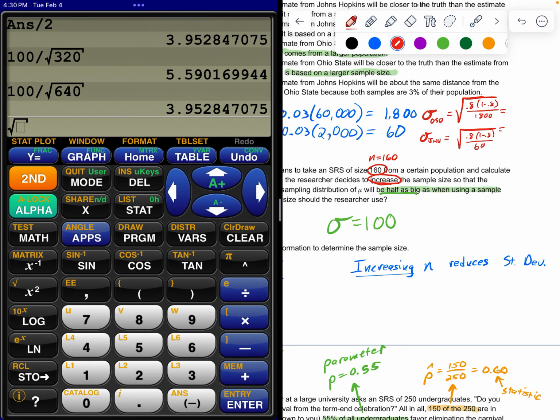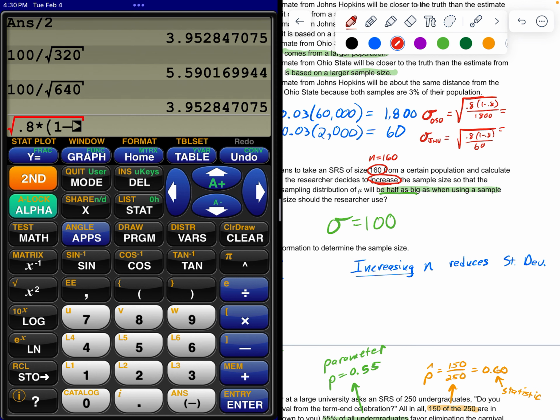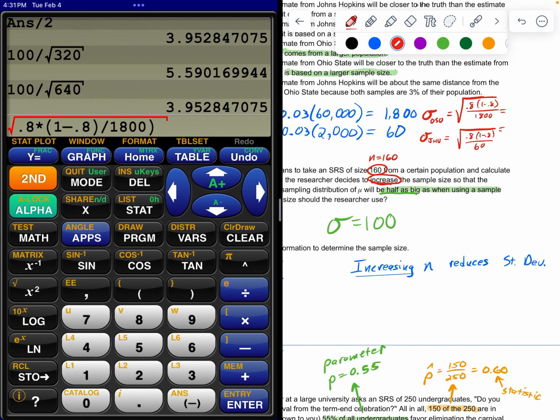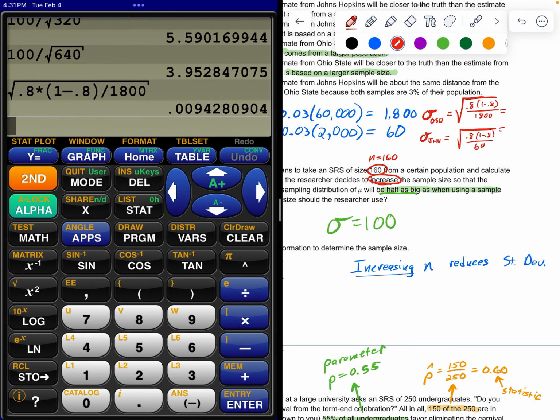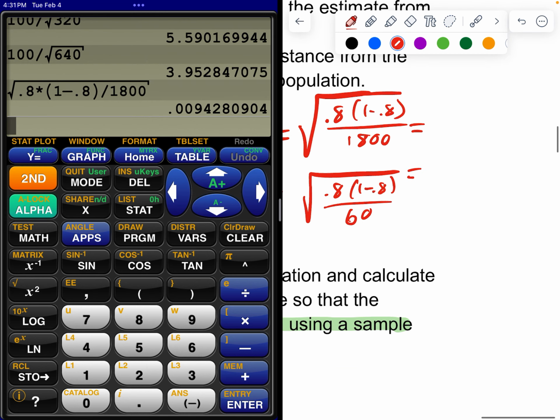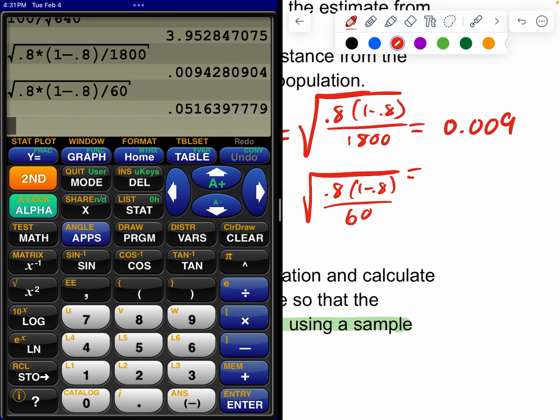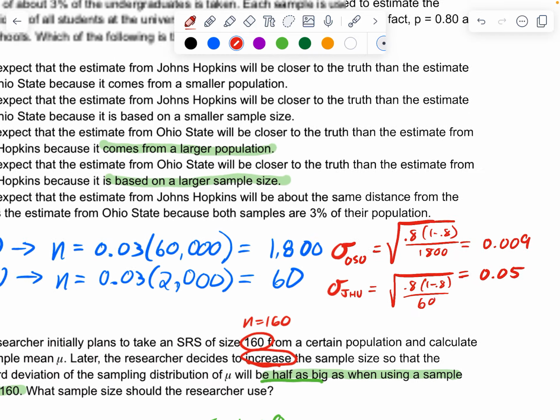So the square root of 0.8 times 1 minus 0.8 divided by 1800 kids in the sample. And you get 0.0, very small. Then if you go up here and replace the sample size with 60 for Johns Hopkins, you get a bigger number, 0.05, okay? So how does this matter with the answers?